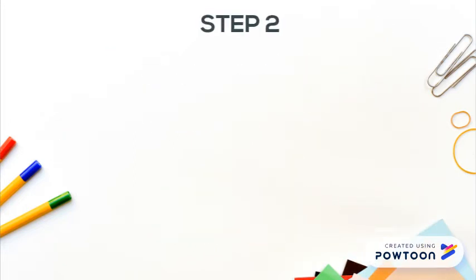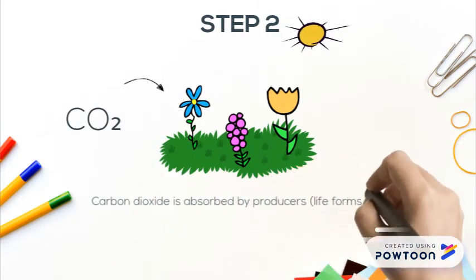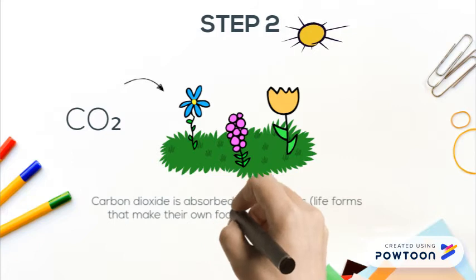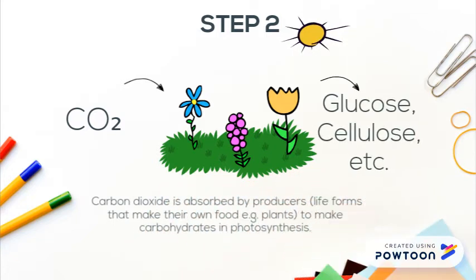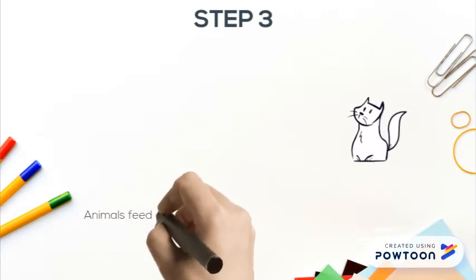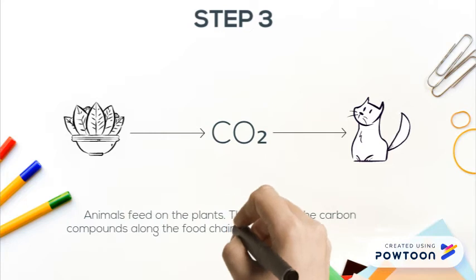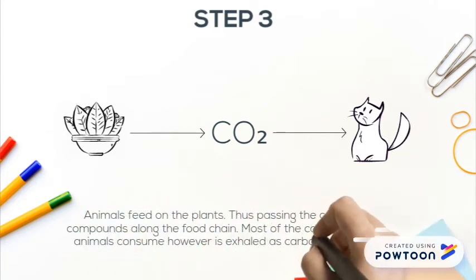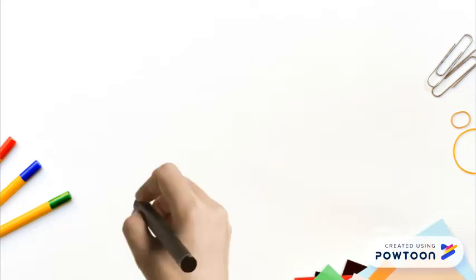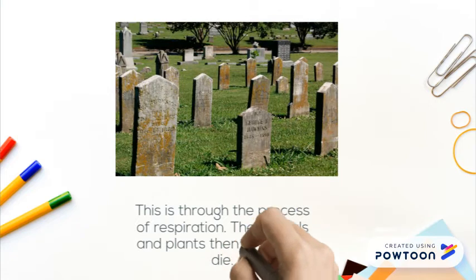Step 2. Carbon dioxide is absorbed by producers, life forms that make their own food, for example autotrophs like plants, to make carbohydrates in photosynthesis. Step 3. Animals feed on the plants, thus passing the carbon compounds along the food chain. Most of the carbon these animals consume, however, is exhaled as carbon dioxide. This is through a process of respiration. Animals and plants then eventually die.